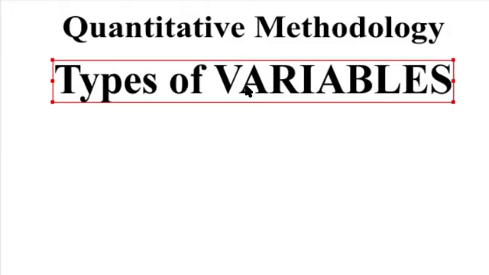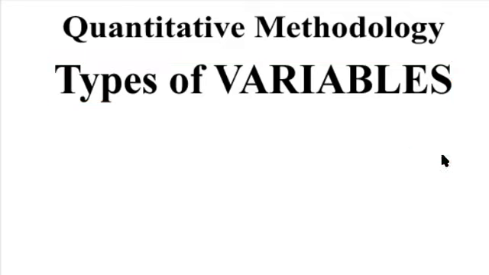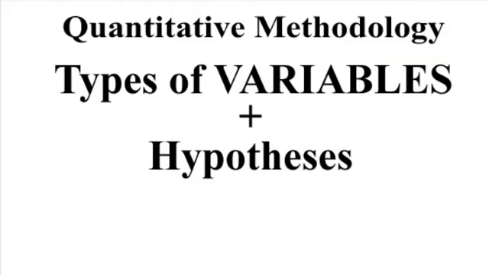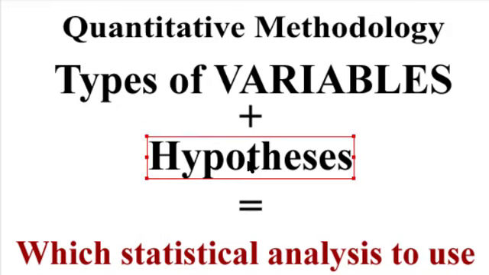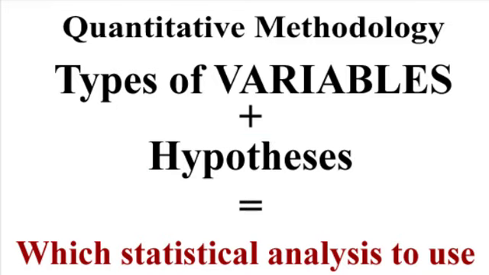So if you know the types of variables that you will be using, nominal, continuous, or ordinal, and if you add that to your hypotheses, then you're going to know exactly which test you're going to use. This is a major problem for a lot of students, is they're not sure which statistical analysis to use with their data and their hypotheses. But again, if you know the types of variables and you add in what you're looking for, that tells you exactly which test to use. There's no question about it.